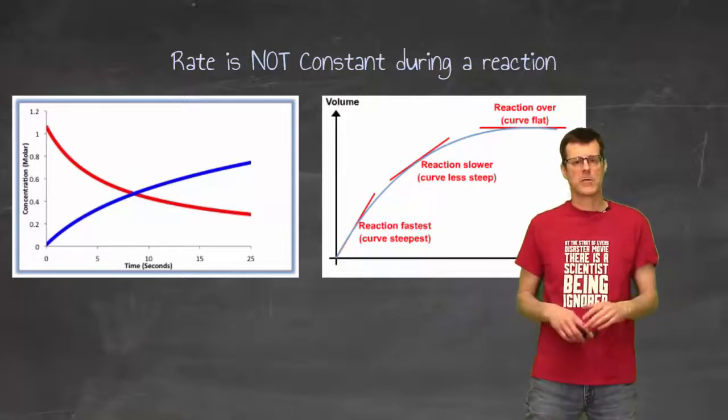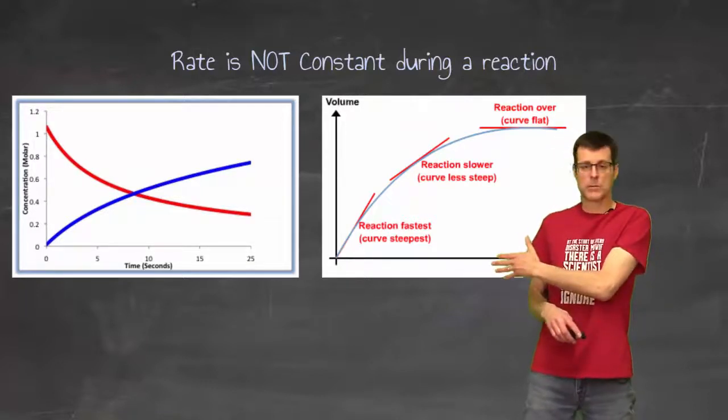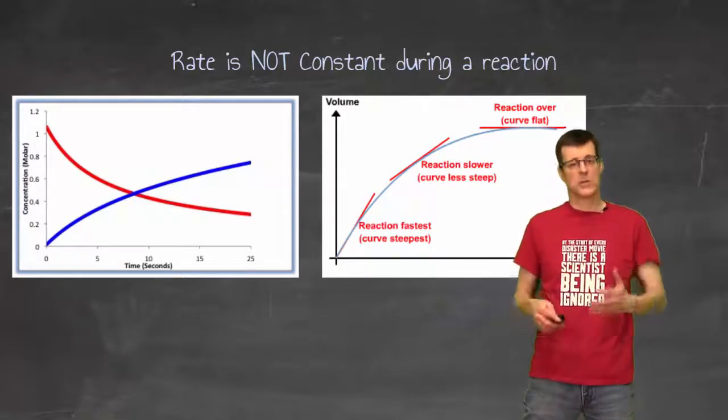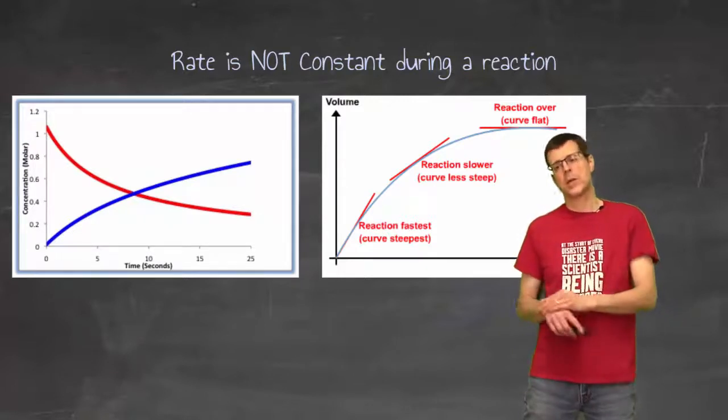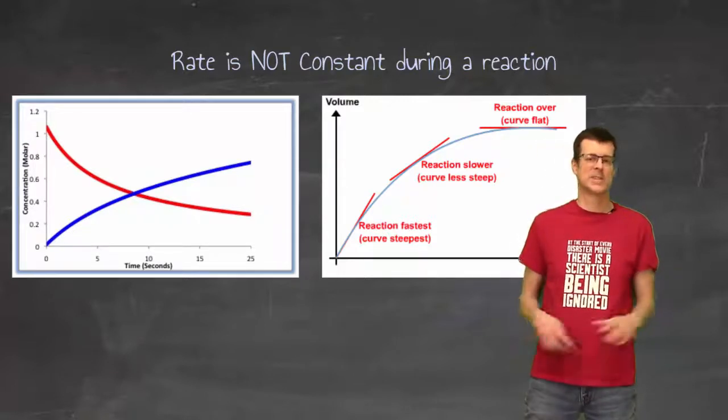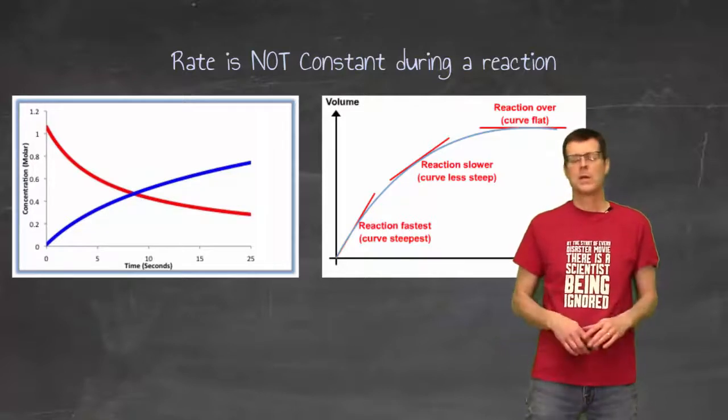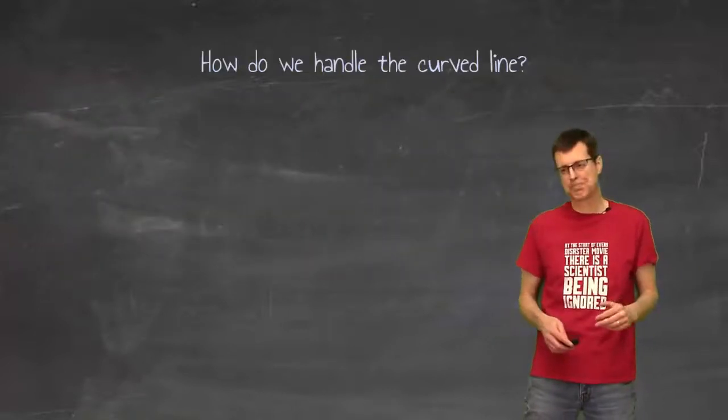The curve doesn't always have to be the same shape. In this case, the reaction, as I mentioned, starts out going at a certain rate. During the middle of it, it's going at a different rate, and near the end of it, it's going at a different rate again. So that's just another way of looking at what I just finished saying.